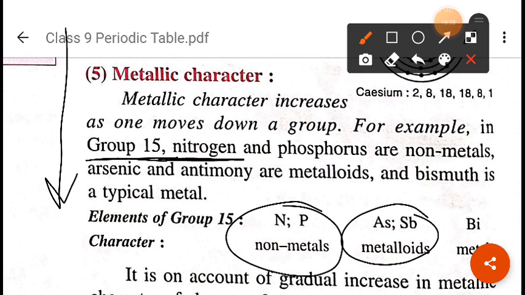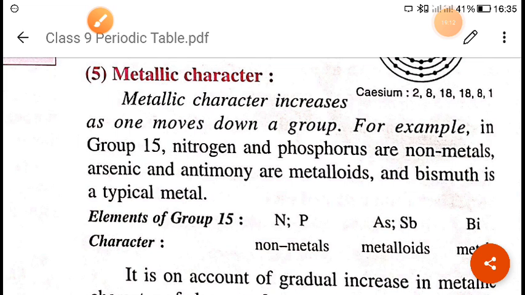So when you see the metalloids, you can see boron is a metalloid, silicon is a metalloid, germanium is a metalloid, arsenic is a metalloid, antimony is a metalloid, okay. After that, polonium is a metalloid, okay. Tellurium is a metalloid. So arsenic and antimony are also metalloids, okay. But when you see bismuth, it is a typical metal. So what we can say, as we move down the group, the metallic character increases, right?